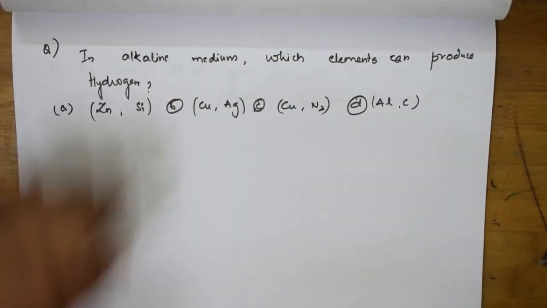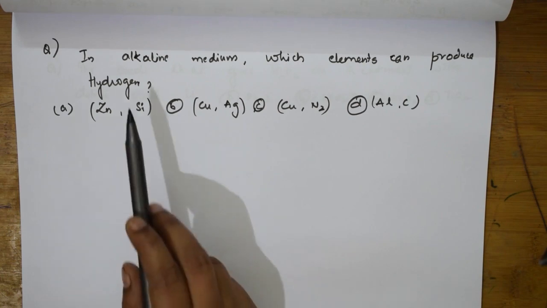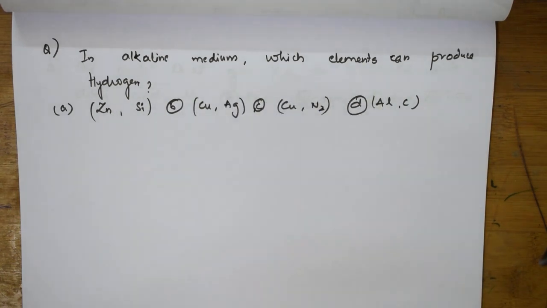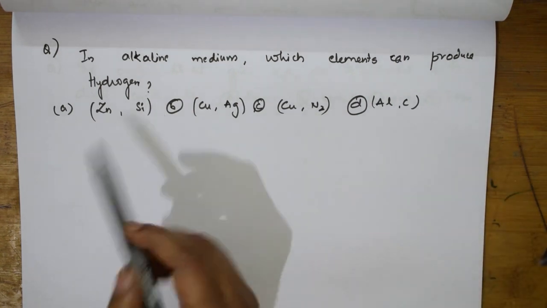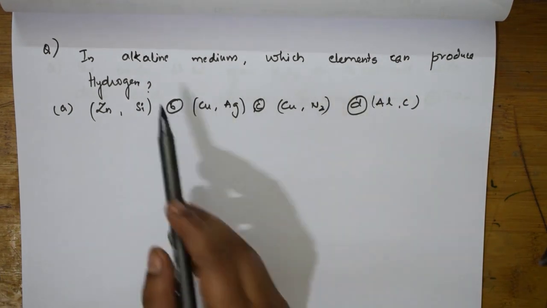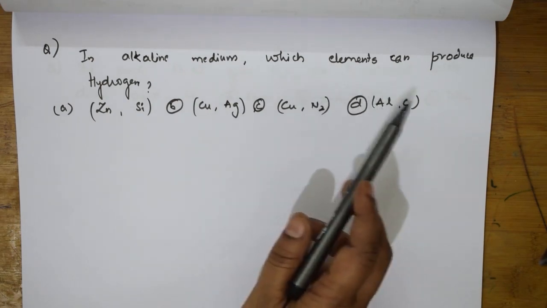Gradually we'll go into the concept now. So now what do they give here? They've given me in alkaline medium which elements can produce hydrogen, right? So what actually is this? A particular metal which reacts with both acid as well as base is called amphoteric. That means when they react with acid and base, they're going to release what? Hydrogen. That is what they've given here. They said in alkaline medium which elements produce hydrogen.